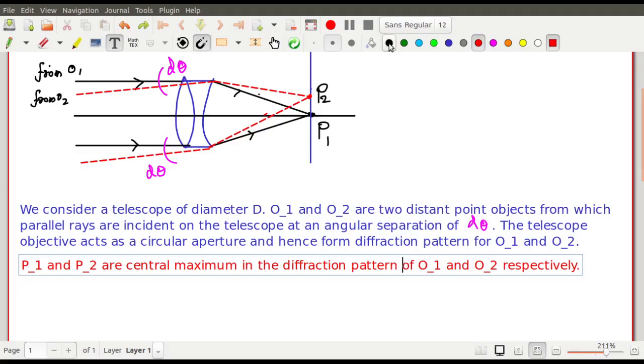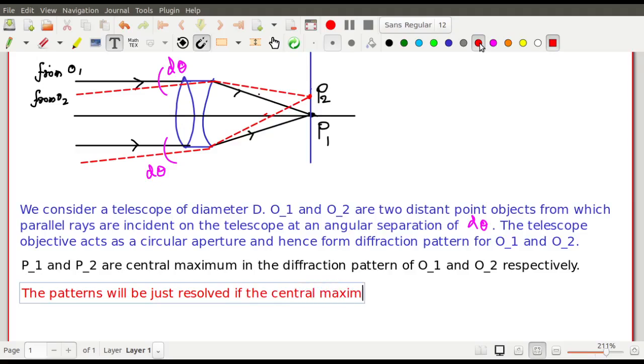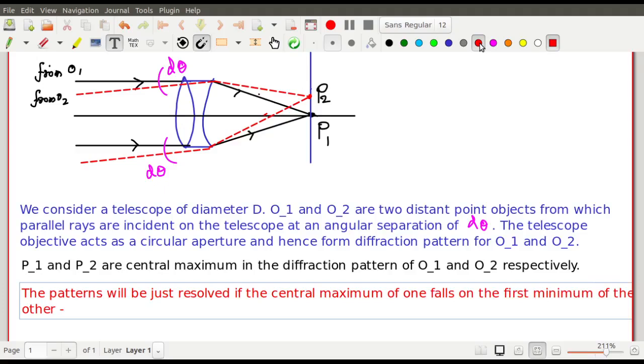So now what is the condition of resolution? এবার কথা হচ্ছে রেজলিউশনের কন্ডিশনটা কি? What is the condition of resolution? The patterns will be just resolved. কখন হবে just resolved? Will be just resolved if the central maximum of one falls in the first minimum of the other, and this is what is known as the Rayleigh's criterion of resolution.